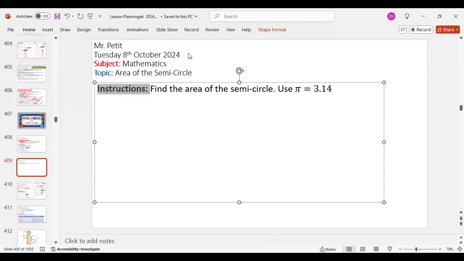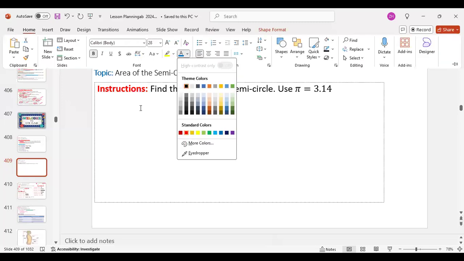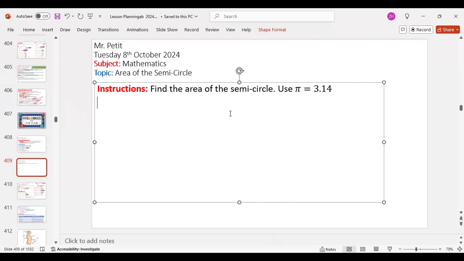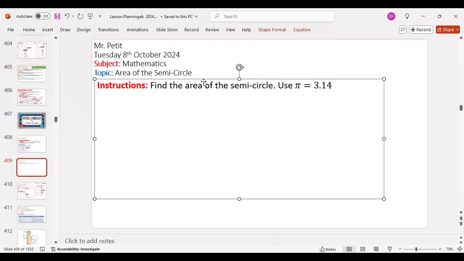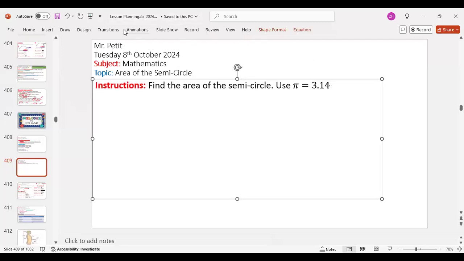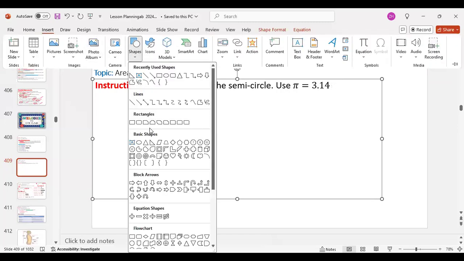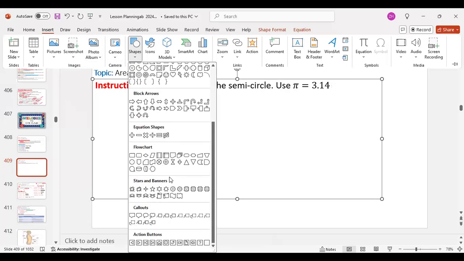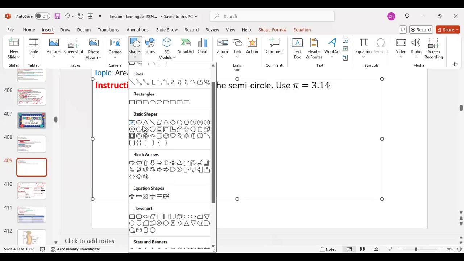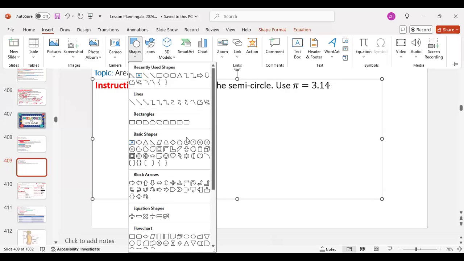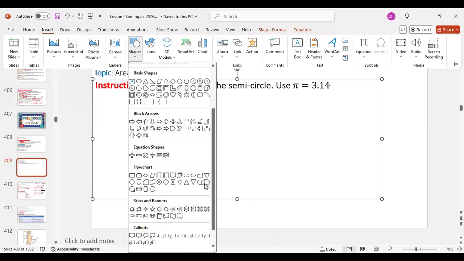You understand what we're doing so far? Yes, sir. You're trying to find the area of a semicircle. Now, a semicircle is going to be half of a circle. So basically, we're going to take our circle and cut it in half. All right. So let me see if I can find a semicircle. If not, I'll just have to use this one.